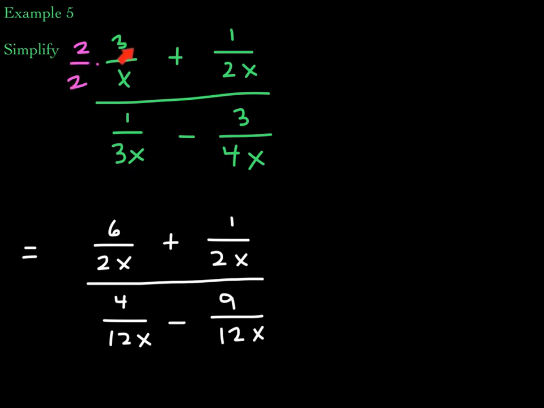You get 6 over 2x. That's how I got this fraction. The LCD for the denominator is 12x. In order to get a 12x, I need to multiply by 4 for this fraction.